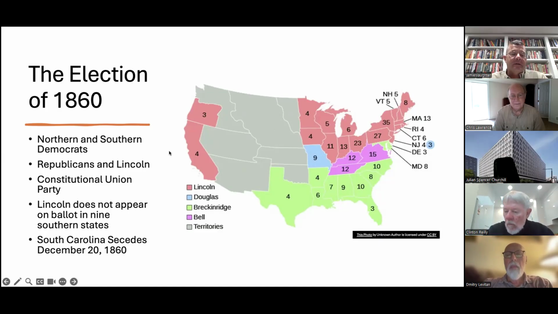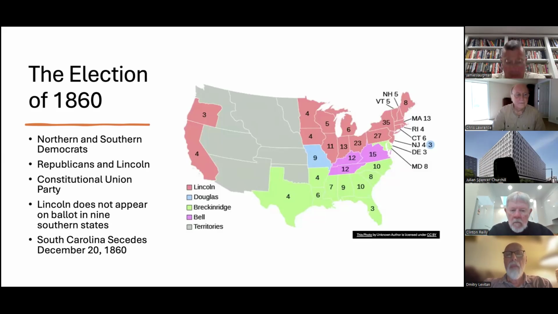The Republicans were avowedly abolitionists, but Lincoln, before the election, made it clear that he did not see it was in his power as president, and the powers invested in him in the Constitution, to eliminate slavery. However, the fact the Republican Party was abolitionist pretty much at its core scared most of the South.